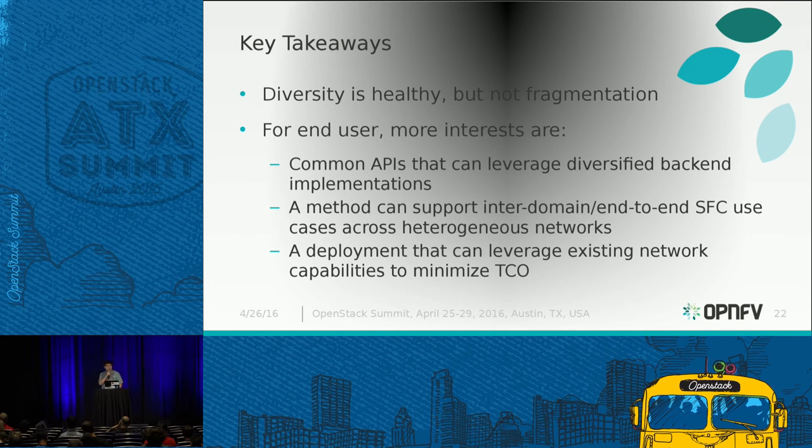And from the user perspective, we are more interested first in common APIs that can leverage different back-end implementations, whatever approach it is. You need a common API, a common data model, and a method that can support inter-domain or end-to-end SFC use cases across different heterogeneous networks, which means across the access network, core network, backbone, and backhaul network. I think China Mobile also asked this question in the last presentations. So that's a common goal, and we want to see all the different types of solutions to solve that.